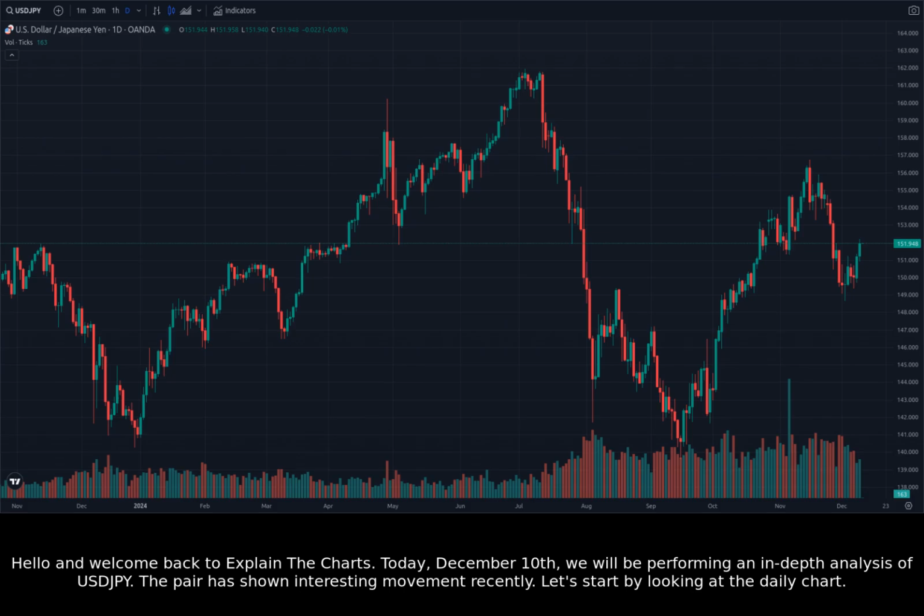Today, December 10th, we will be performing an in-depth analysis of USDJPY. The pair has shown interesting movement recently. Let's start by looking at the daily chart.